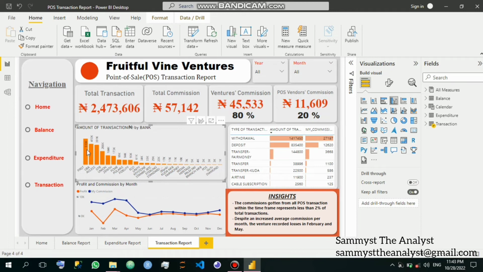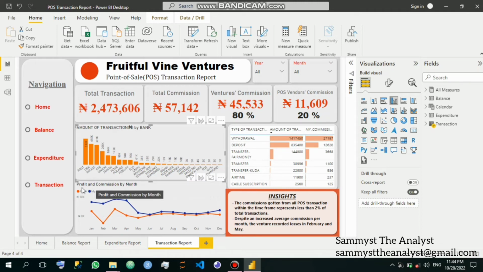Now when we look at this chart, we can see that First Bank actually has the highest amount of transaction by banks, with over 500,000 naira transaction amount.